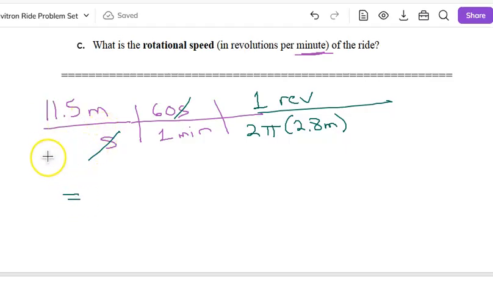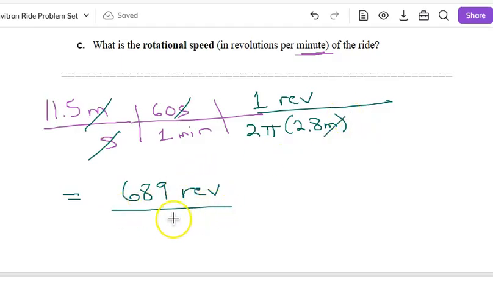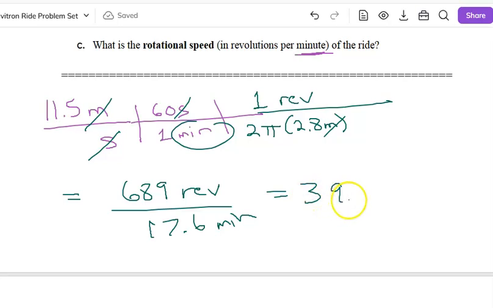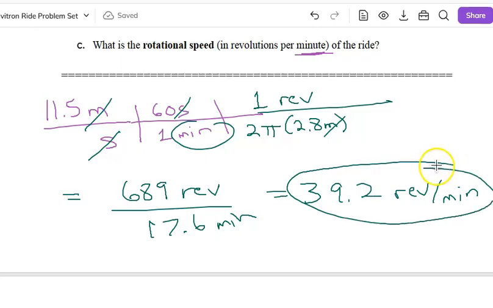So that equals, multiply everything in your numerator, which is 689 revolutions, divided by everything in your denominator, which is 17.6, and then the units left are minutes. So 689 divided by the 17.6 gives you 39.2 revolutions per minute, or RPMs.